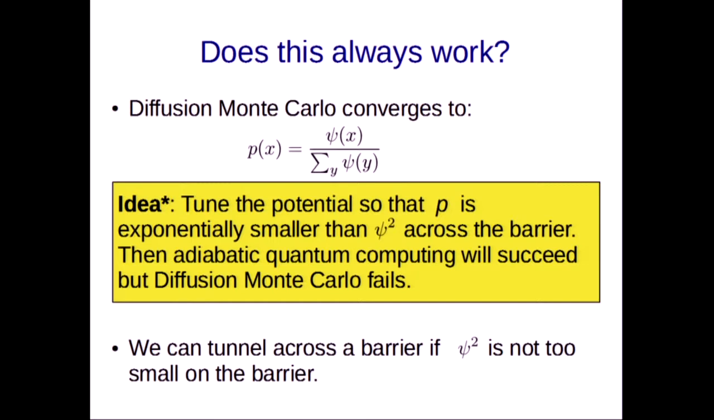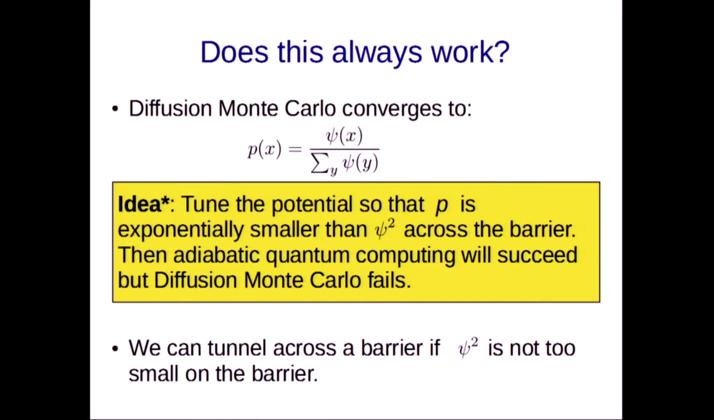We carefully tune some potential in our problem so that this probability distribution that the diffusion Monte Carlo tracks is exponentially small across some barrier, and so the walkers can't colonize the other side. Basically, the way that walkers can tunnel is that in some high energy place they start dying off, and in some low energy place they start reproducing. That's how they can cross barriers without having to walk across them.